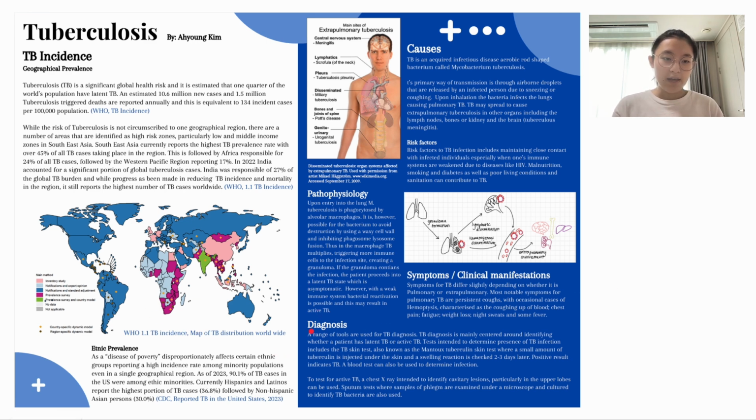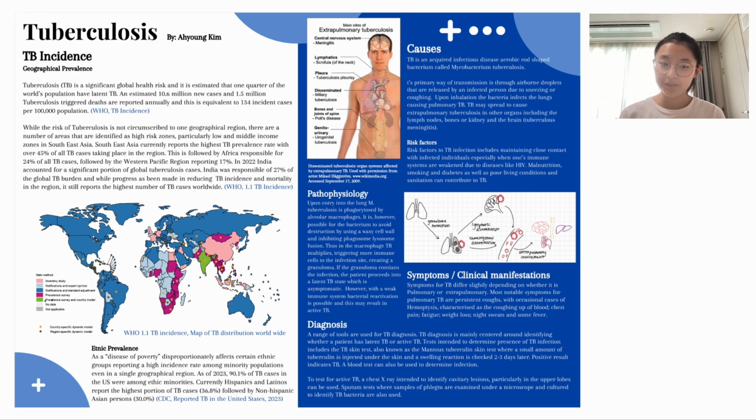Now, in terms of the ethnic prevalence of tuberculosis, tuberculosis is a disease of poverty, along with other diseases like malaria, and it's generally really prevalent in certain ethnic and minority groups, even in a single geographical region. Even if we just look into the US, there is a high TB incidence rate among racial minorities or regions where a lot of racial minorities reside.